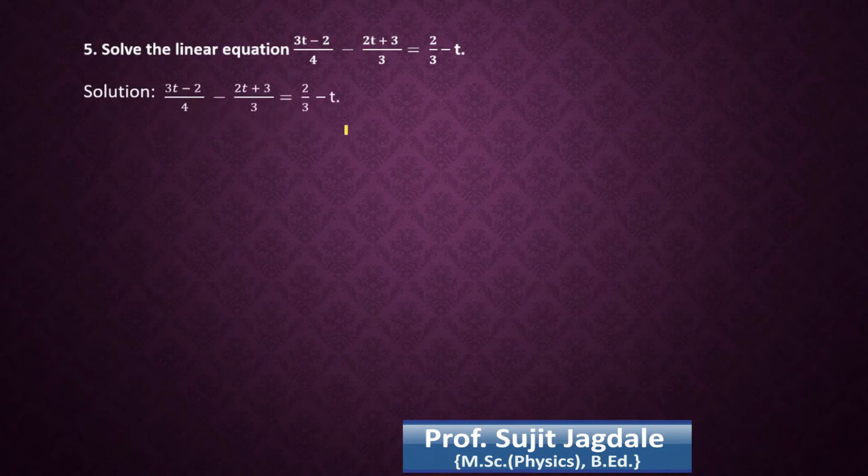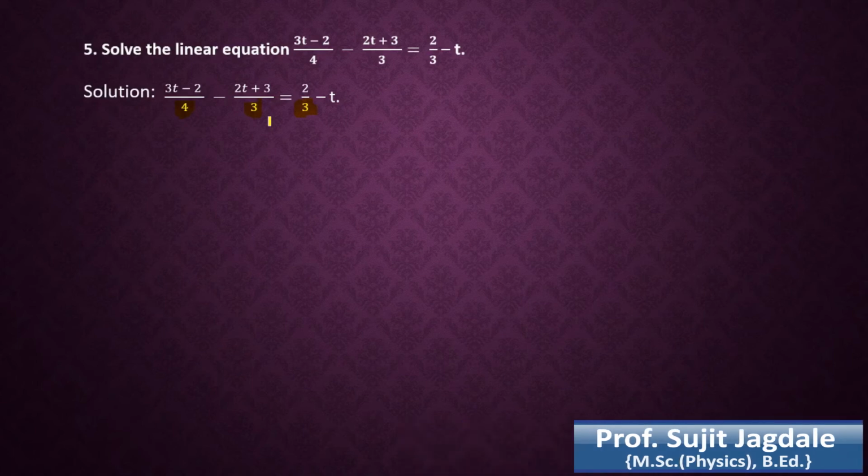So the first step is that you are going to find the LCM of these denominators. So how many denominators are there? Three denominators are there, 4, 3 and 3. But actually this 3 is repeated twice, so we are going to consider it as a single denominator. So here actually only 2 denominators are there, 4 and 3.